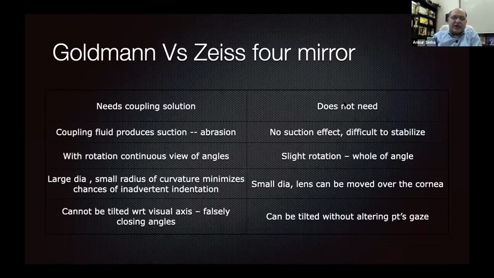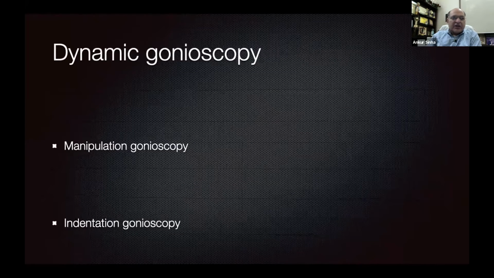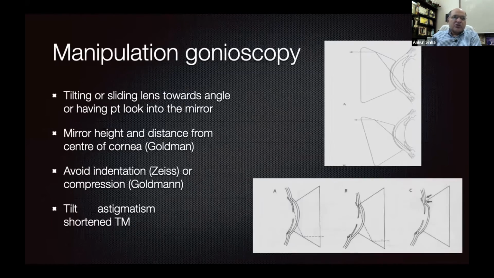The Zeiss 4 mirror does not need any coupling solution, so there is no suction effect. And in fact, we sometimes have difficulty in stabilizing the lens. With slight rotation, say about 8 degrees, we can see almost the whole of the angles. It has a small diameter and can be moved over the cornea. It can be tilted without altering the patient's gaze. Now then we have dynamic gonioscopy, which involves manipulation and indentation. So what we do in manipulation is we tilt or slide the lens towards the angles which we are trying to view.